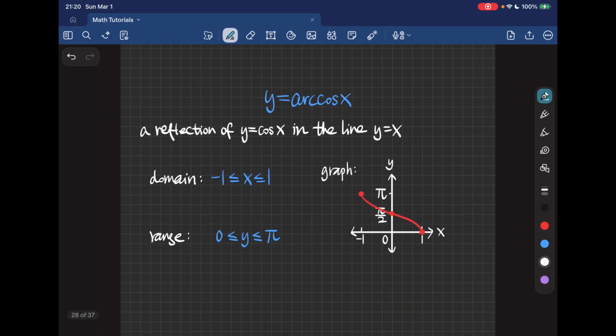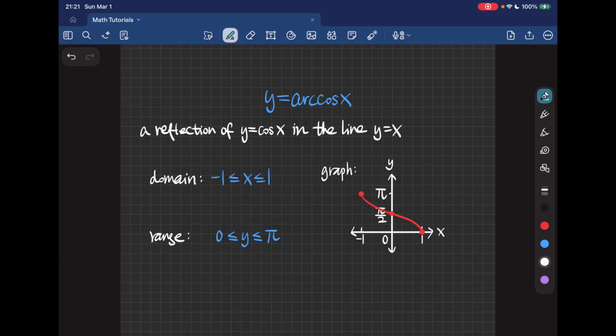And for y equals arc cosine x, it works similarly. It is a reflection of y equals cosine x in the line y equals x. The domain is the same from -1 to 1 inclusive because the greatest and smallest value in y equals cosine x is the same as for y equals sine x. So the domain must be the same. The range is different now. It is from 0 to pi inclusive.